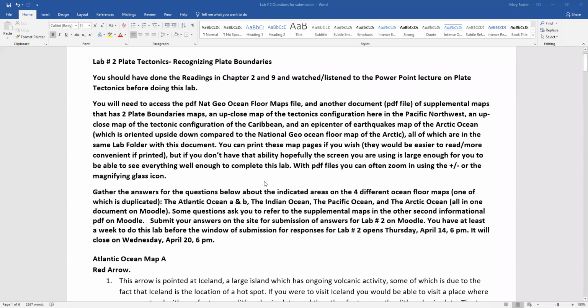Now, you can print these map pages if you wish. They would be easier to read, more convenient if you had a printed copy in front of you, but of course that's going to be a certain size. You're not going to be able to blow them up, so it's totally up to you. If you don't have that ability, hopefully you have a screen large enough that you can zoom in and out with the plus and minus, or the magnifying glass icon, or however your document reader does it.